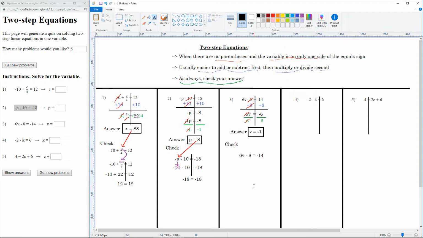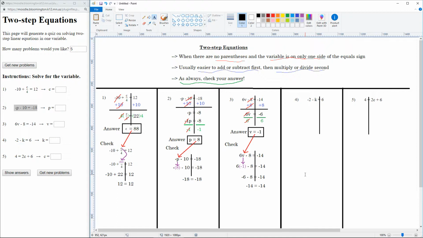So take the original equation, 6v minus 8 equals negative 14, and we'll put in our value for v. And now we can calculate, so 6 times negative 1, which would be negative 6. Negative 6 minus 8, and then we can do that subtraction. And we get a true statement there, that negative 14 is indeed equal to negative 14. The left side really did turn out to be equal to the right side, so we feel good about that answer of v equals negative 1.